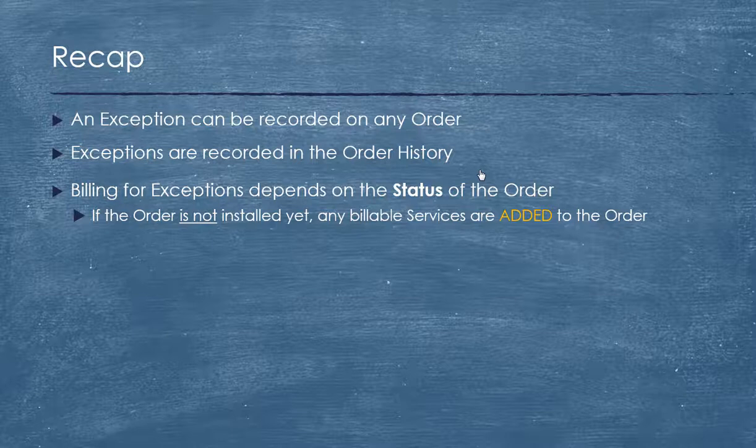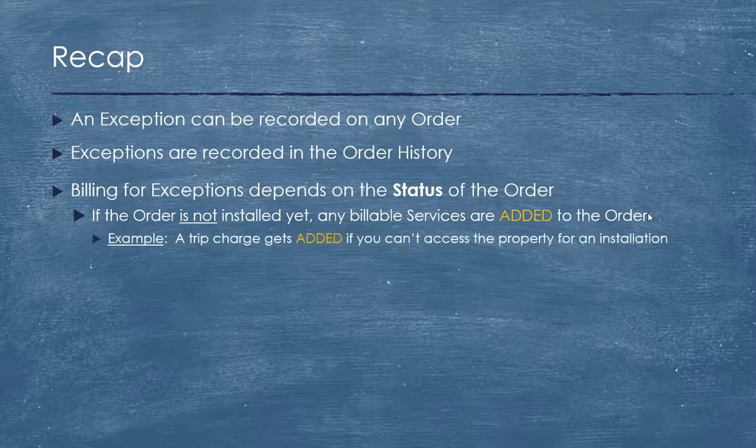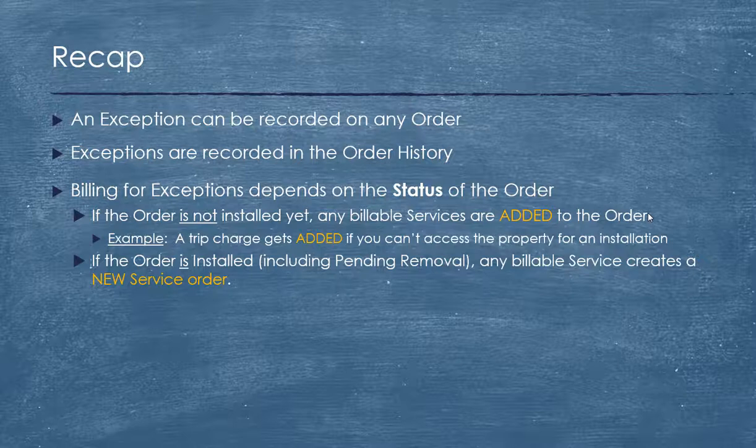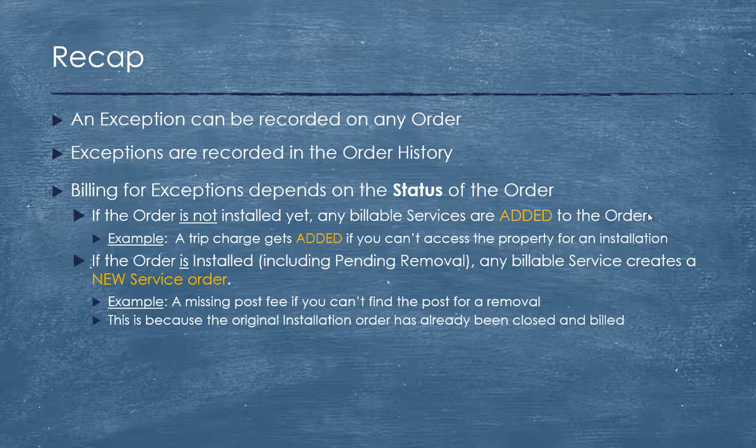If you have the order installed or pending removal, anything that's billable that you add creates a new service order. That's because the original installation order has already been closed, right? So if you install an order, that's when SignTraker says it's done. They get billed, it's closed. Providing a post or doing some other service after the fact is essentially a new service.